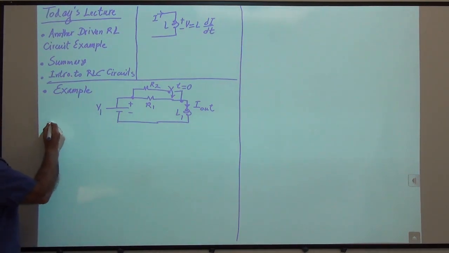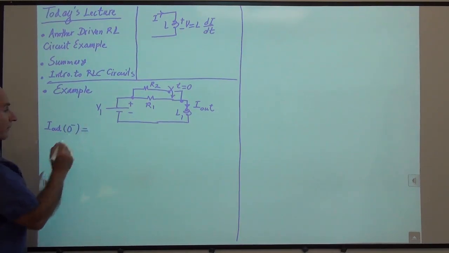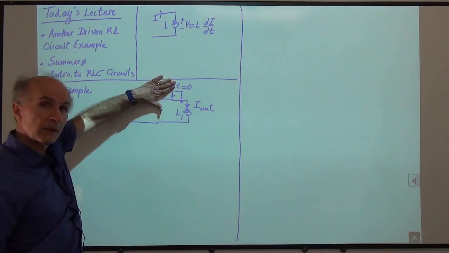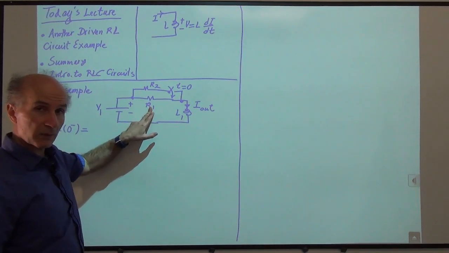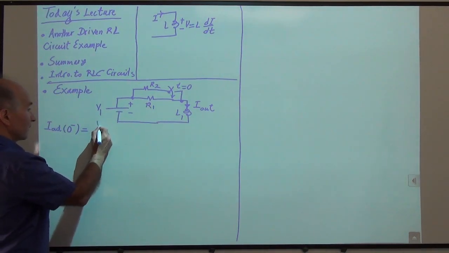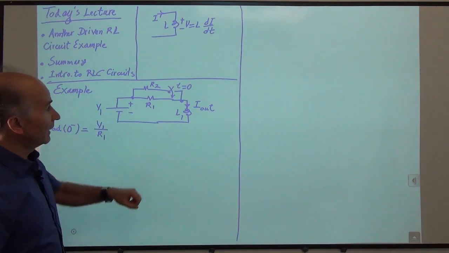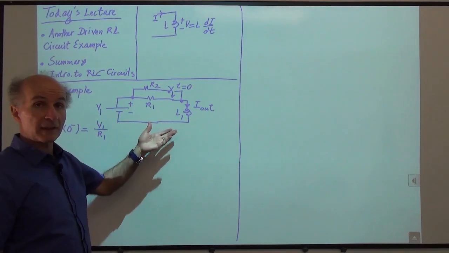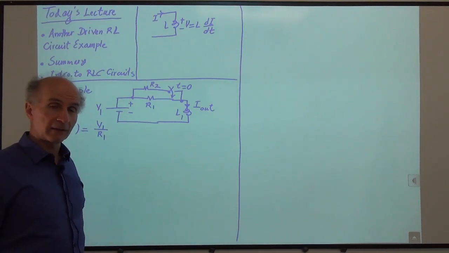So I out at 0 minus. That's before the switch comes into the picture, before this is in the picture. So we know that that current is just V1 over R1, as we saw before. So that's V1 over R1. This is assuming that this circuit consisting of V1, R1, and L1 had been sitting there for a long time, so all the transients have decayed and died away.